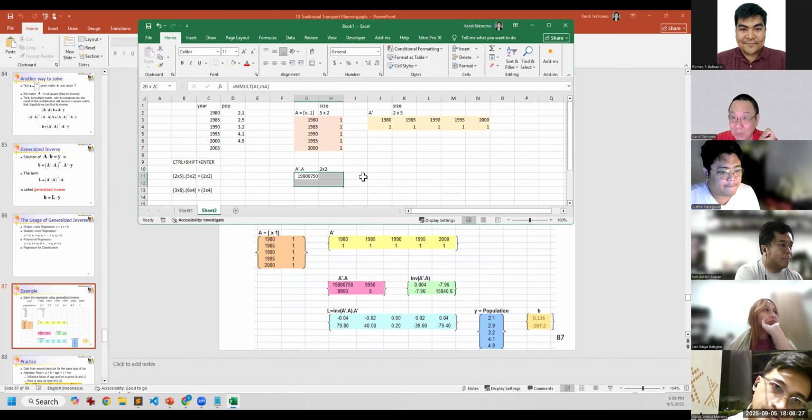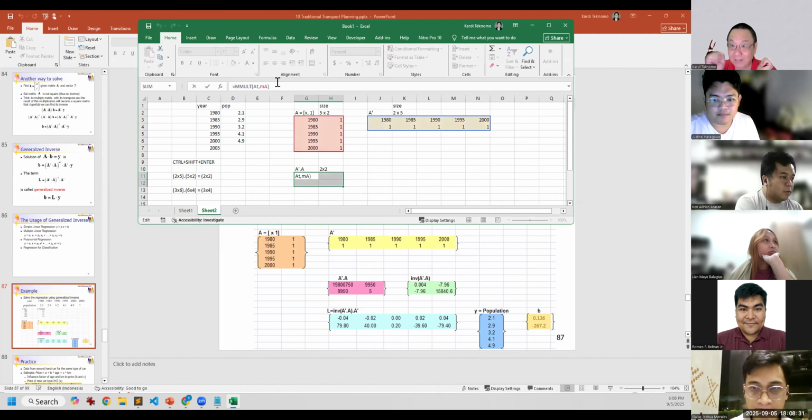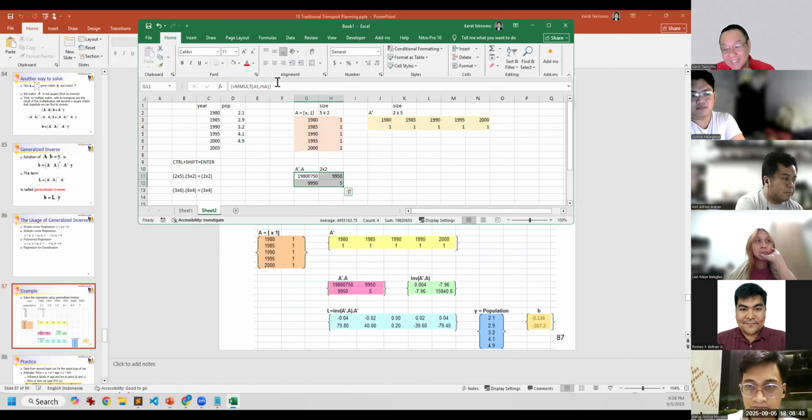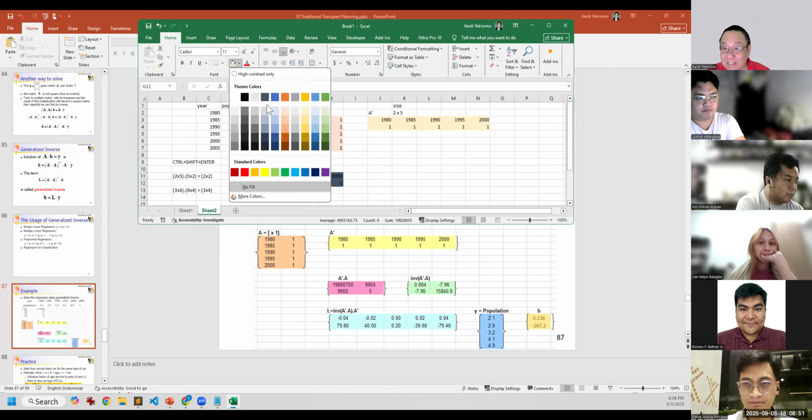And then you go to this formula bar, click like this. And then Shift, Control, Enter together. Yeah. Shift and Control, and then Enter. There you get the result. Yeah, as if by magic. There.